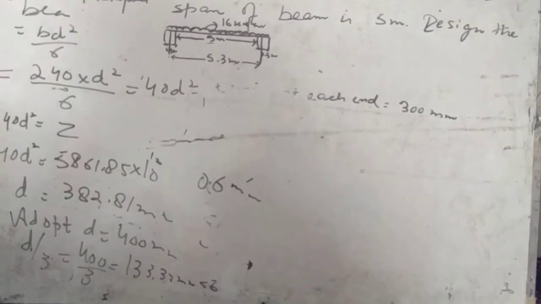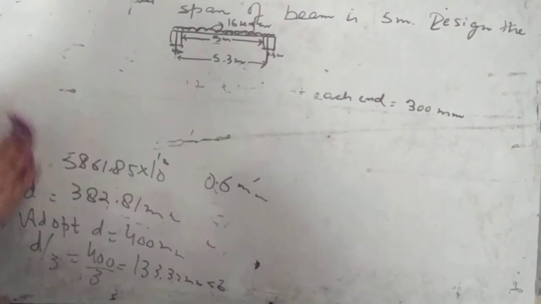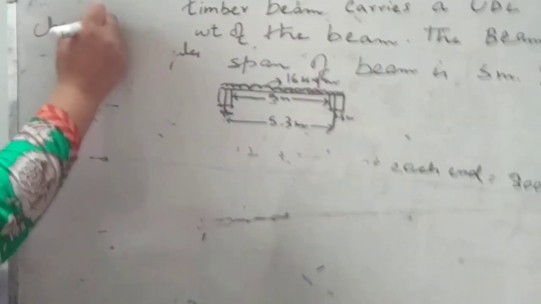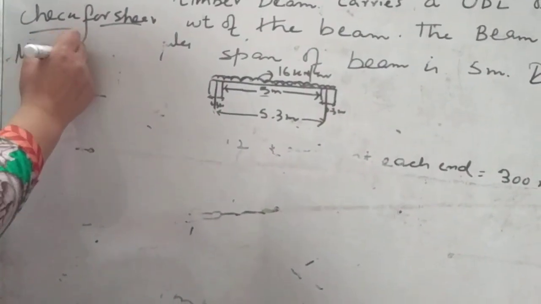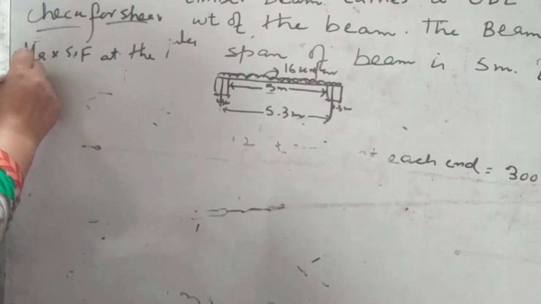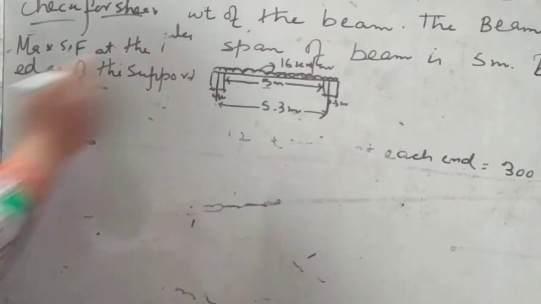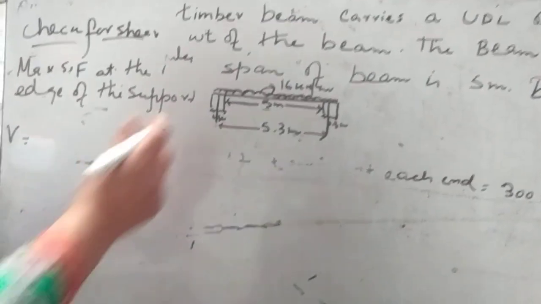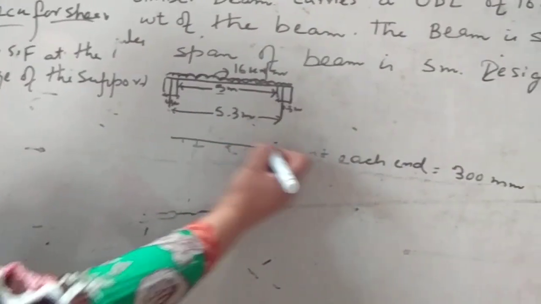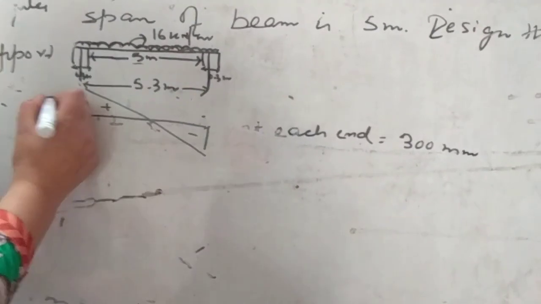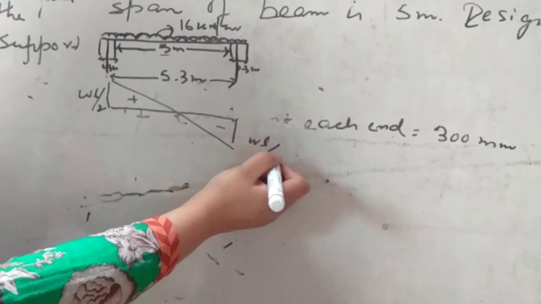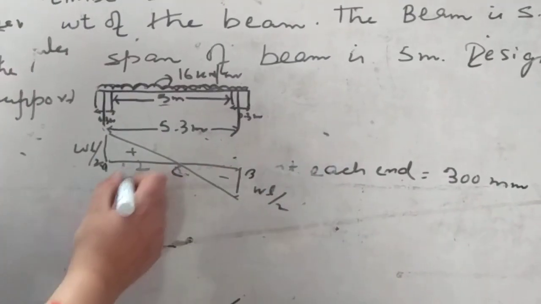Now we have to check for shear. So you know the maximum shear force at the edge of the support. If we make the shear force diagram, it will come out as this: this will be plus, this will be minus, WL by 2, WL by 2, right? This will be your shear force diagram.